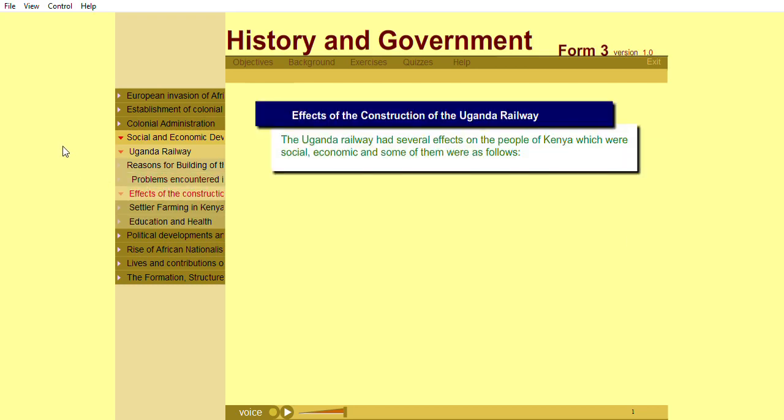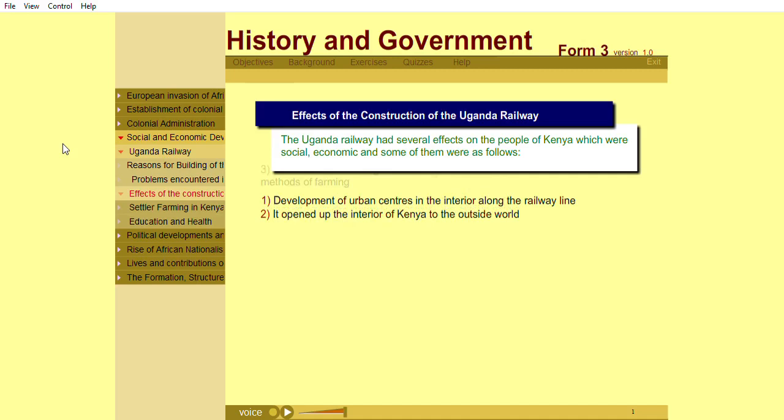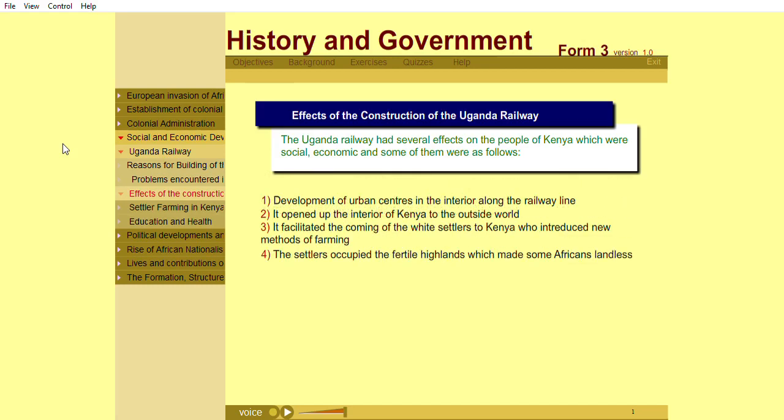The Uganda Railway had several effects on the people of Kenya, which were both social and economic. Some of them were development of urbanization in the interior along the railway line. It opened up the interior of Kenya. It brought in white settlers who introduced cash crops and new methods of farming. The settlers occupied the fertile highlands, which made some Africans landless. The Indians who had come as railway workers settled in Kenya permanently.